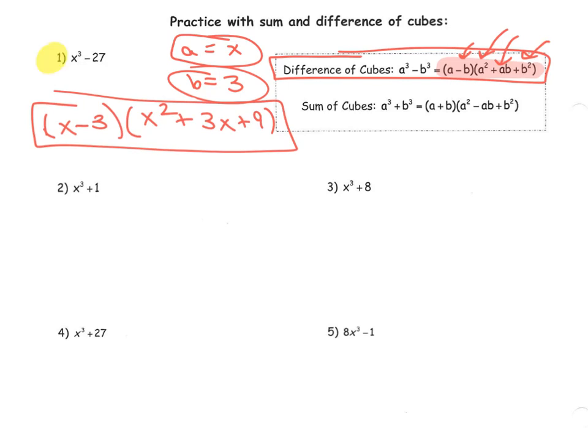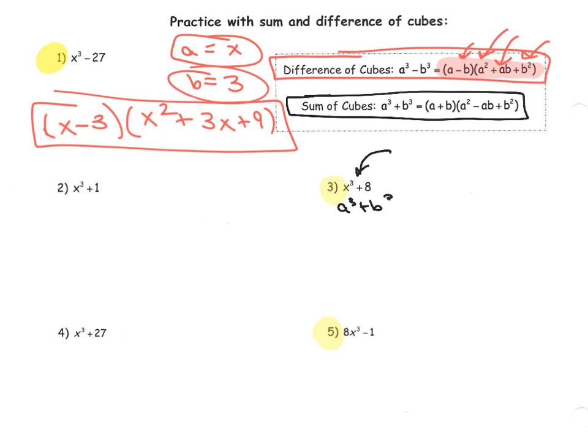Okay, let's look at another problem. Let's do question 3, and we'll do 5 together. For question 3 again, I notice now there's addition in the middle, so now we're looking at the sum of cubes. So now we're looking at A cubed plus B cubed. Well, A is going to equal X again, and now what times what times what is 8? That's 2 times 2 times 2, so B equals 2.